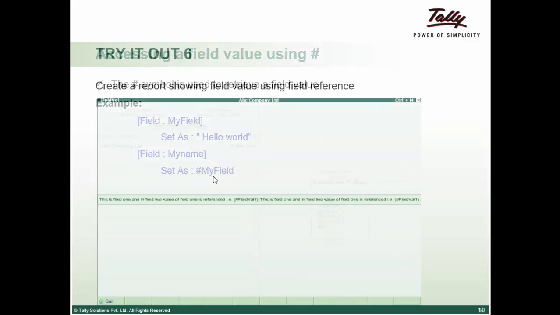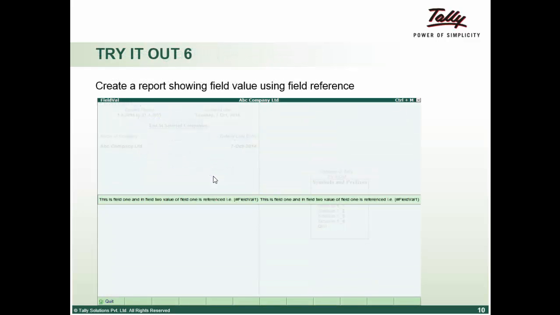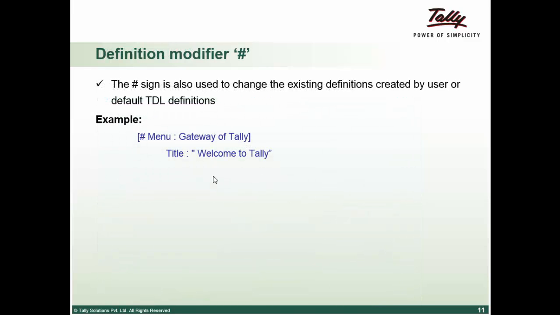Again, for this you can write a TDL code, create a report, and try writing a hash HW and see how your output looks. The moment you change the hello world in field 1, automatically the value in field 2 will change. The definition modifier hash we have already seen. We have modified the gateway of Tally menu. Similarly, you can modify any definition type that you want.